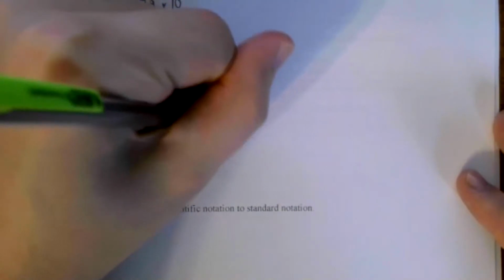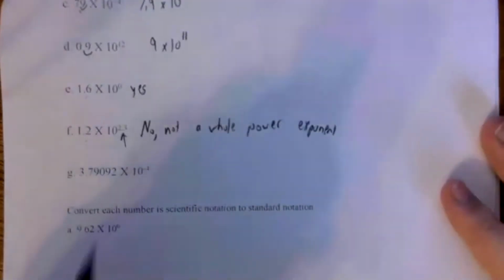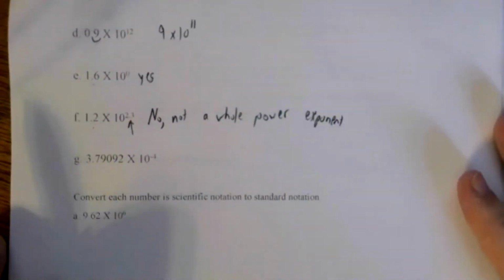Okay. What about F? So we have a number between 1 and 10, right? And that's multiplying by 10 to some power. So this is one of our special cases where it's not in scientific notation. And the reason it's not is because we don't have a whole power for 10. It has to be a whole power. So I'm just going to say no, and it's not a whole power exponent. So basically just meaning that it has to be a whole number up there to be in scientific notation.